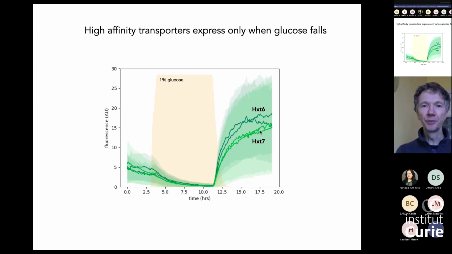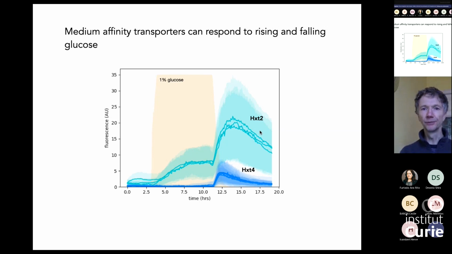And then the medium affinity ones also do very unexpected things. One of them responds a bit like the low affinity transporters, the red ones I showed at the beginning, but then responds even higher when we remove glucose. Whereas this one completely ignores rising glucose, but responds sharply to falling glucose. So this is much more complicated than we were anticipating, based on the idea that there should be an optimal transporter for particular concentrations. So the optimal transporter is being expressed, but other ones are being expressed too.